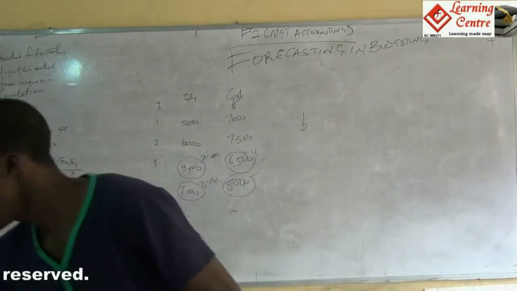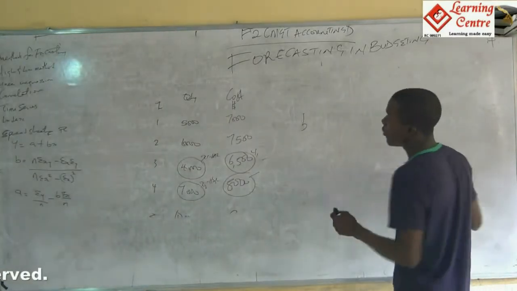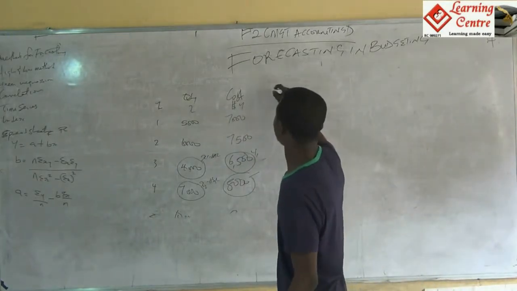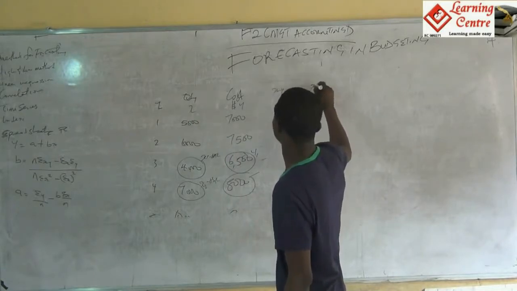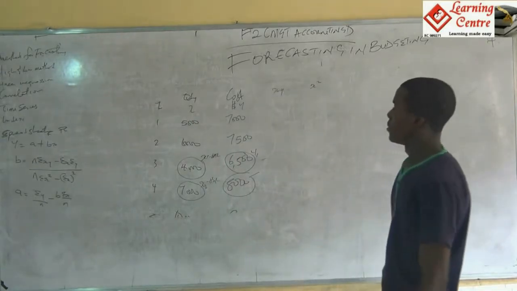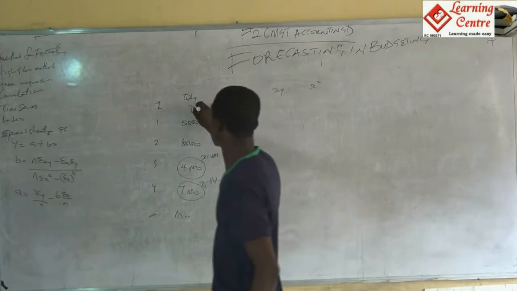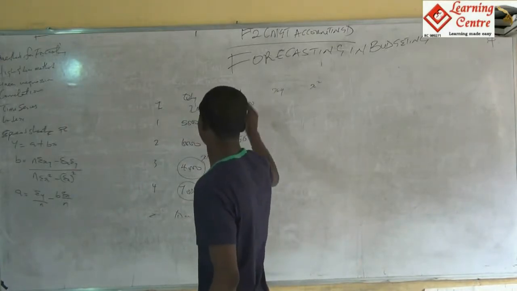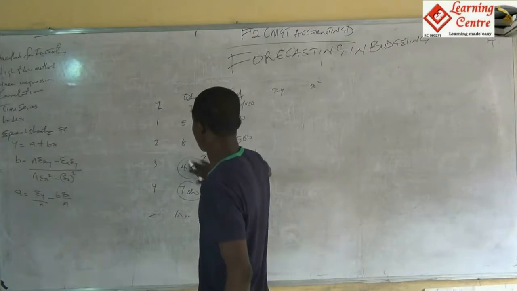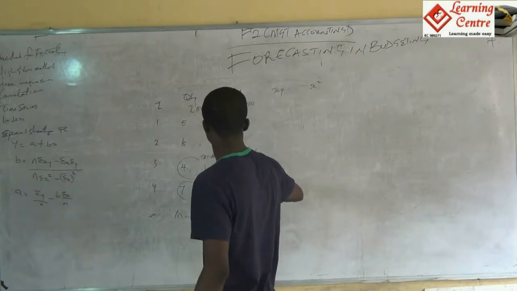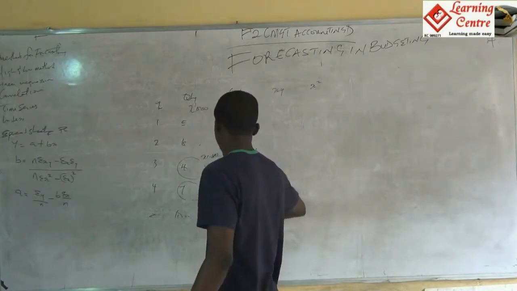Now, for us to actually work with these values, this is our x and our y. We need an xy and we need x squared. For the purpose of simplicity, let's put it in thousands. In thousands, so remove this: 7.5, 6.5, and 8.